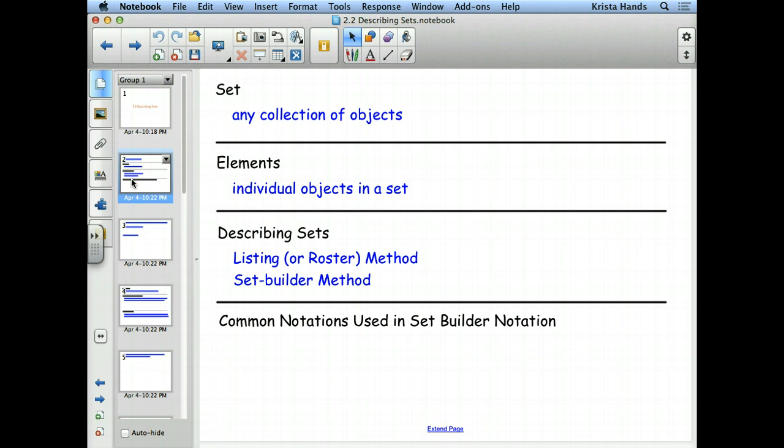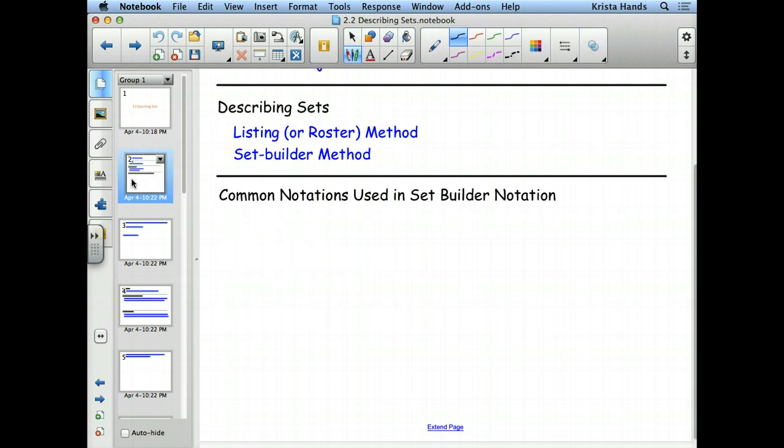The other one is set builder method, and that's the one that looks a little bit more mathematical. It's got the curly braces like the other one does too, but it describes things using variables usually. Okay, so we see a little bit more mathematical notation in that set builder notation. Some common notations in set builder notation. So these you may or may not have been familiar with, and I'm going to be using them, so I want to be able to reference them so you've seen them before.